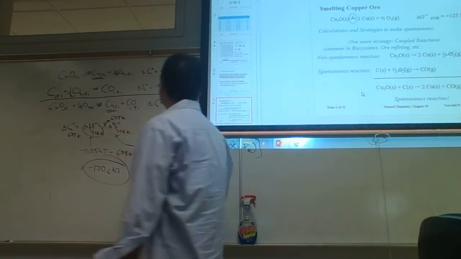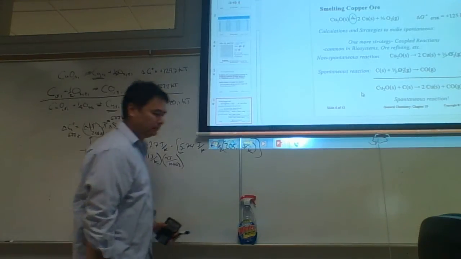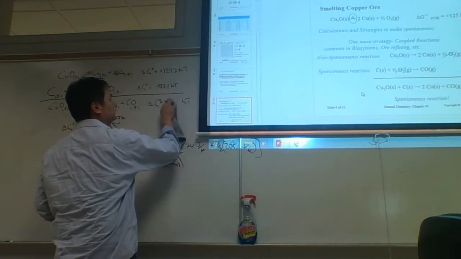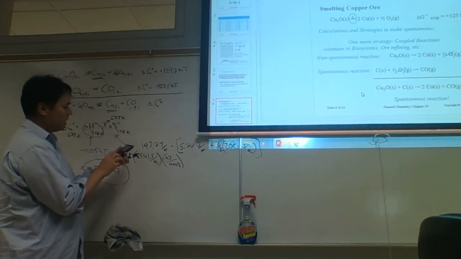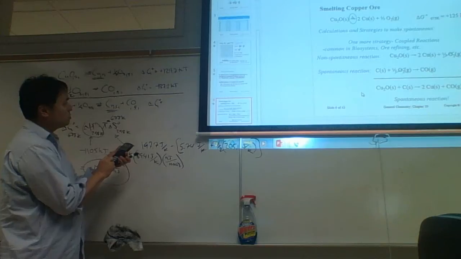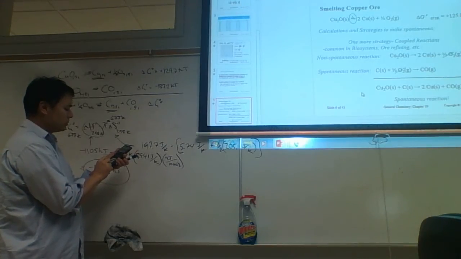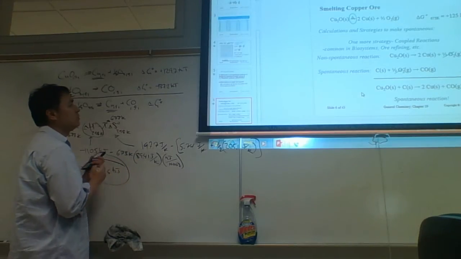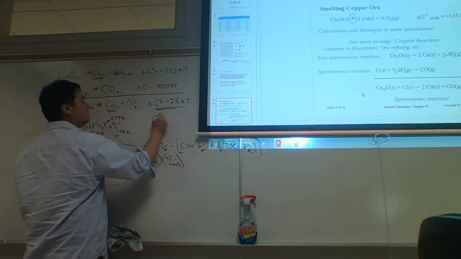So going back to this one here, it's too bad. I wanted this one not to work out right, but it's okay, it worked out. This one here is 129.7 minus 137.2. That equals minus 7.5. And so this becomes spontaneous.